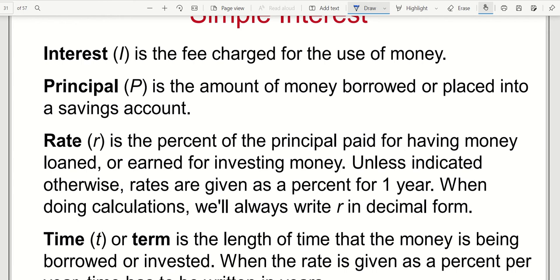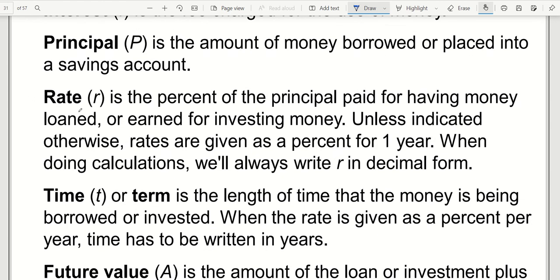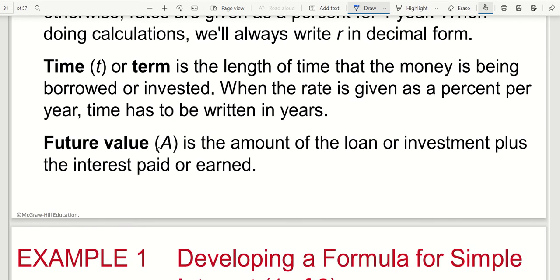R is a rate. Typically, rates are stated in terms of percentages, but we know from the previous section that if we're going to use that in a calculation, any percentage would need to be changed to a decimal first. And typically, the rates we'll be working with will be annual rates, so it should be percent per year. For time, we'll use the variable t, and because we're going to use a rate that's in years, we will also require that our time be expressed in terms of years too. And then the future amount of the loan, we're going to denote that with the variable A. This is the amount of the loan or investment plus the interest paid or earned for the account.